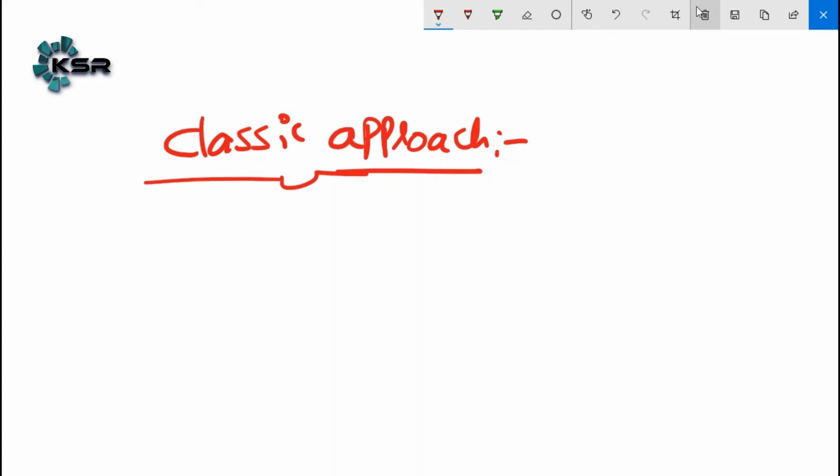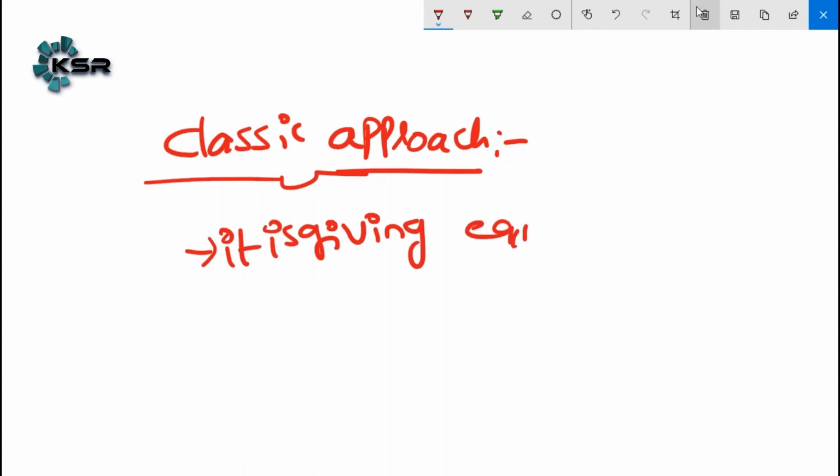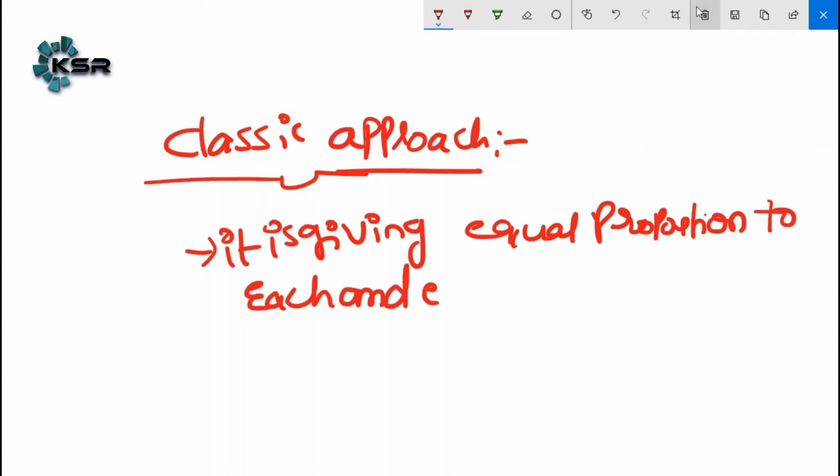What do we mean by the classic approach? The classic approach means it is giving an equal chance, or equal proportion, to each and every other event.